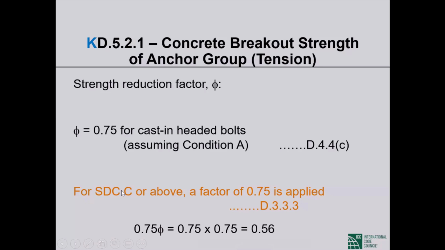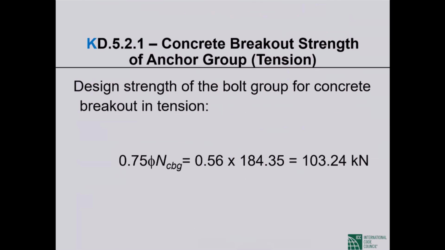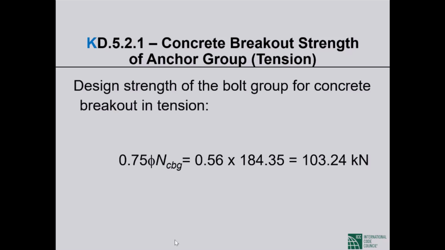We have seismic design category C, so we have an additional reduction factor of 0.75. So we have to reduce our nominal breakout strength by 0.75 multiplied by another 0.75. So we have to reduce it by 44%. Our combined reduction factor is 0.56. So 0.56 times the nominal concrete breakout strength for the group of 6 is 103.24 kilonewtons.